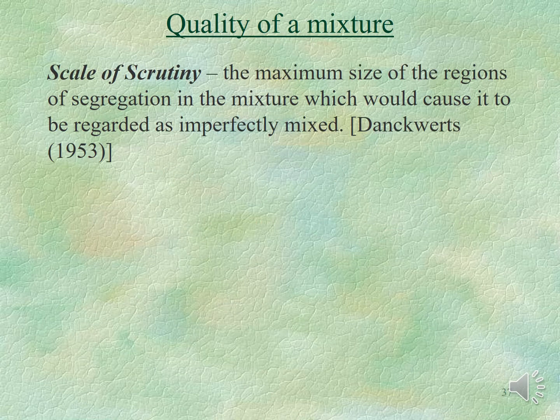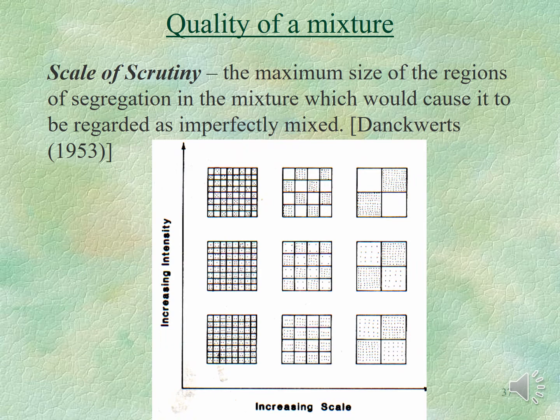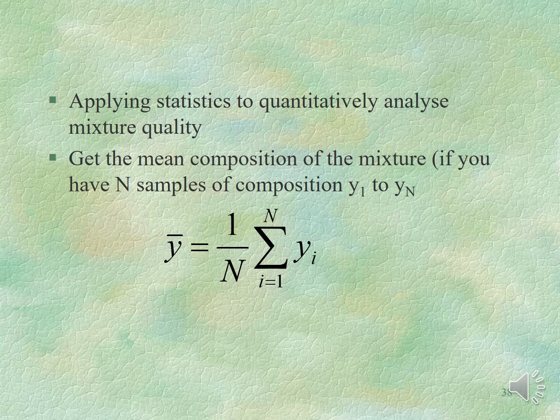Okay, so scale of scrutiny, what is that? Basically, it is the maximum size of a mixture which can be considered as not perfectly mixed. So this scale of scrutiny is the number of particles in that mixture which is defined by the end user. So we have to understand our end user one by one to define what the scale of scrutiny is. This definition was given by Danckwerts in 1953. Okay, so just to recap, for certain people the scale of scrutiny could be a bigger number of particles, but for certain people it can be only 4 particles and so forth. So it is different depending on the end user.